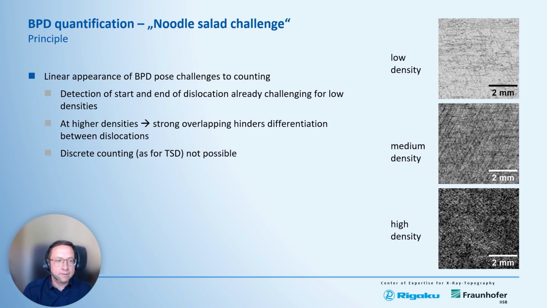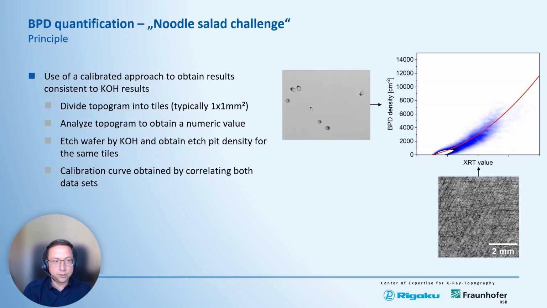The detection of start and end of a dislocation is already challenging for low dislocation density areas. At higher densities, we have a strong overlapping that clearly hinders the differentiation between dislocations, and a discrete counting, like for TSDs, is not possible. So we have to go for a different approach. Our approach was to use a calibrated approach to obtain results consistent with KOH etching.